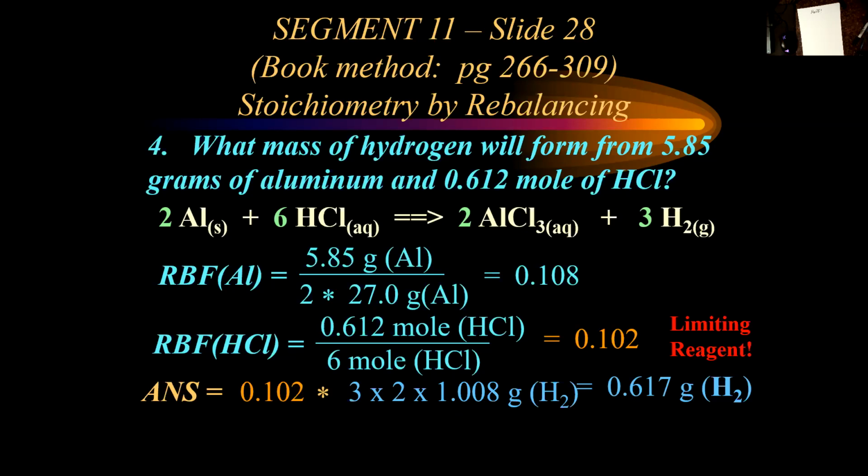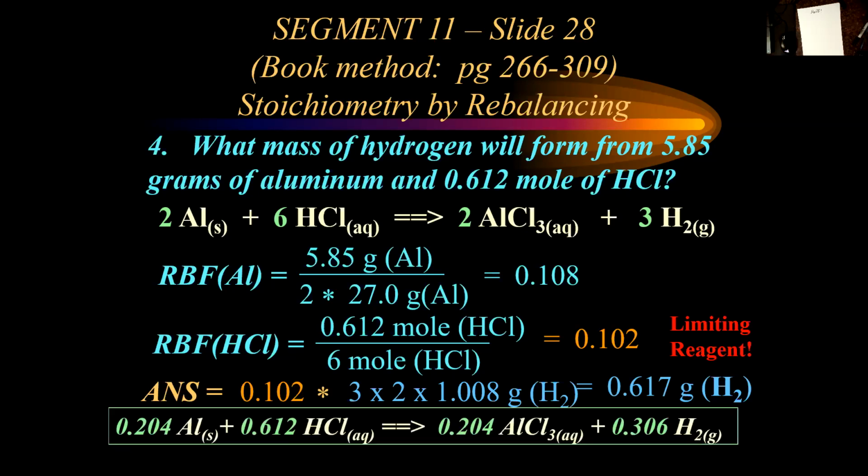What did we do different? Well, we were given quantities to do 2 rebalancing factors. So I just tackle that first, see which one's smaller. I'm done. I got the answer now. All I got to do is multiply everything by 0.102, and that gives the amount of everything that's used in the reaction. I got it all in one fell swoop. I know there's going to be some aluminum left over because the limiting reagent was the HCl.